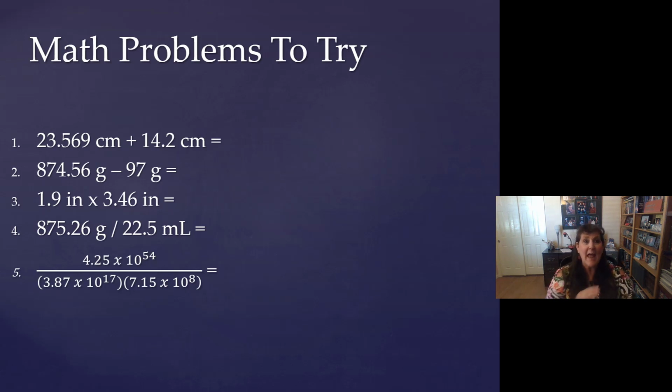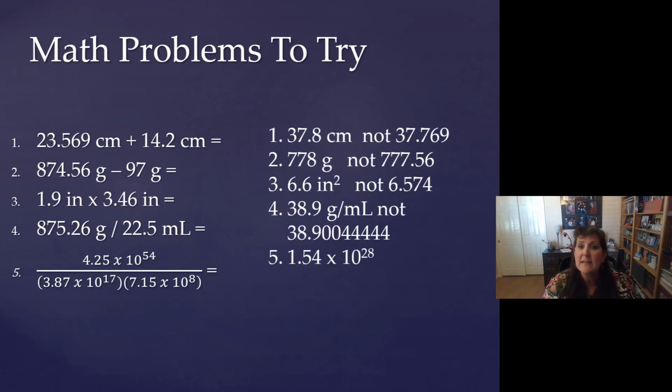Okay, we're back. Let's answer these 5 questions. Number 1, we are adding. When we add, do we focus on sig figs or decimal places? The least amount of decimal places, which is how many decimal places? Yeah, 1 decimal place. 14.2 only has 1 decimal place. So the answer is 37.8 centimeters, 1 decimal place, not 37.769, which is what your calculator showed you. Again, you have to round to the least amount of decimal places when we add and subtract.